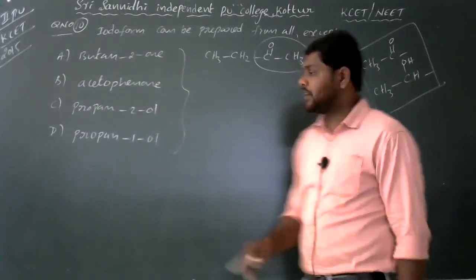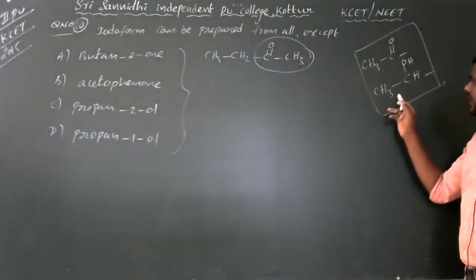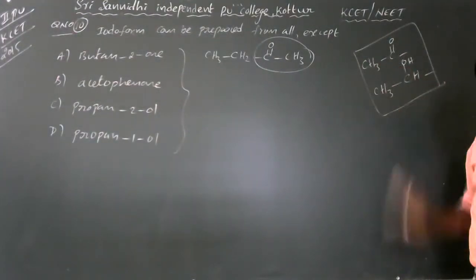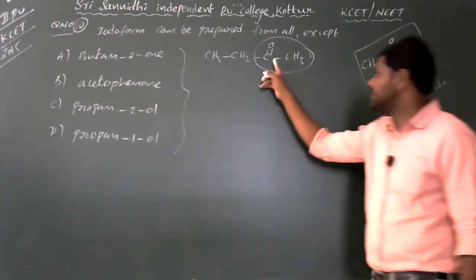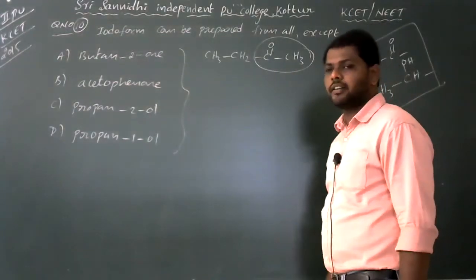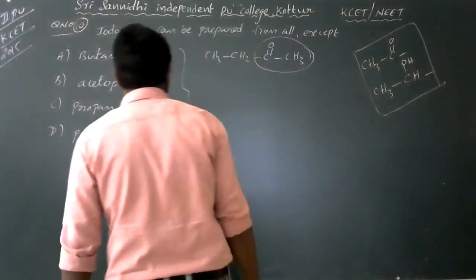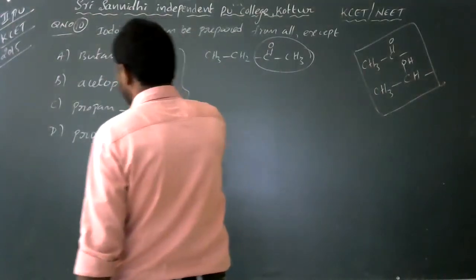So the compound must have a CH3CO group or COCH3 group. Otherwise the compound must contain a CH3CHOH group. See, in the compound the COCH3 is there. So that is why it forms iodoform. So iodoform can be prepared from the first option.